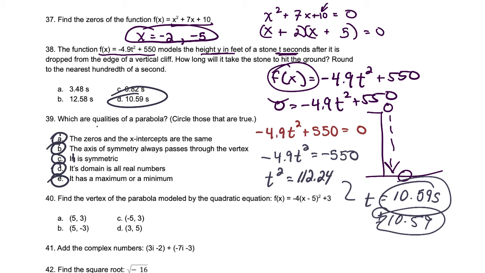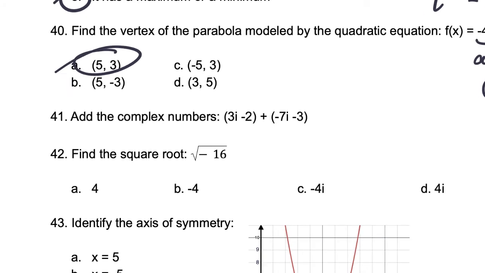Find the vertex of the parabola modeled by this equation. There we are. That's vertex form. x minus h squared plus k. So h is 5, k is 3. Vertex 5, 3. Done.